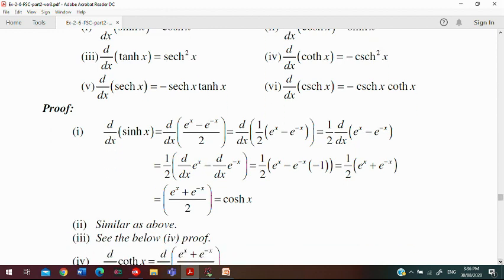I will solve one or two proofs, and the rest of the proofs you will do by yourself. Now I will start with d by dx of sine hyperbolic of x. Instead of sine hyperbolic of x, I have written its formula: exponential of x minus exponential of minus x, divided by 2. The rest of the question is the same, because you know how to differentiate this exponential function.